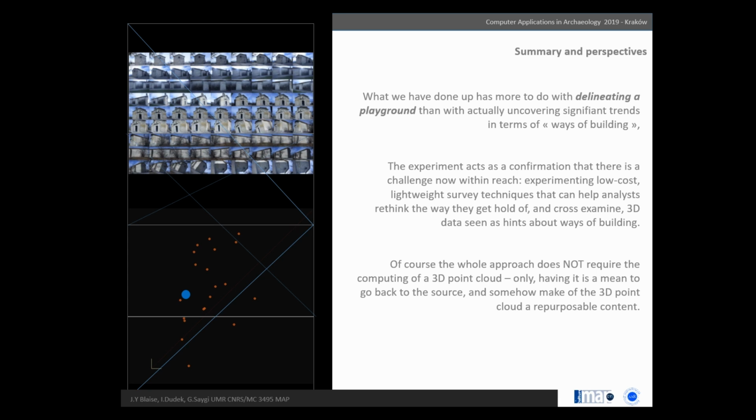So, just to conclude now, what we have done up to now is, in fact, only delineating a playground. We don't say that we have uncovered significant things in ways of building. But it does show that there is a line of research ahead using low-cost survey protocols when you want to address issues in relation with minor heritage where you don't have the money necessarily or the accessibility to use large-scale instruments.